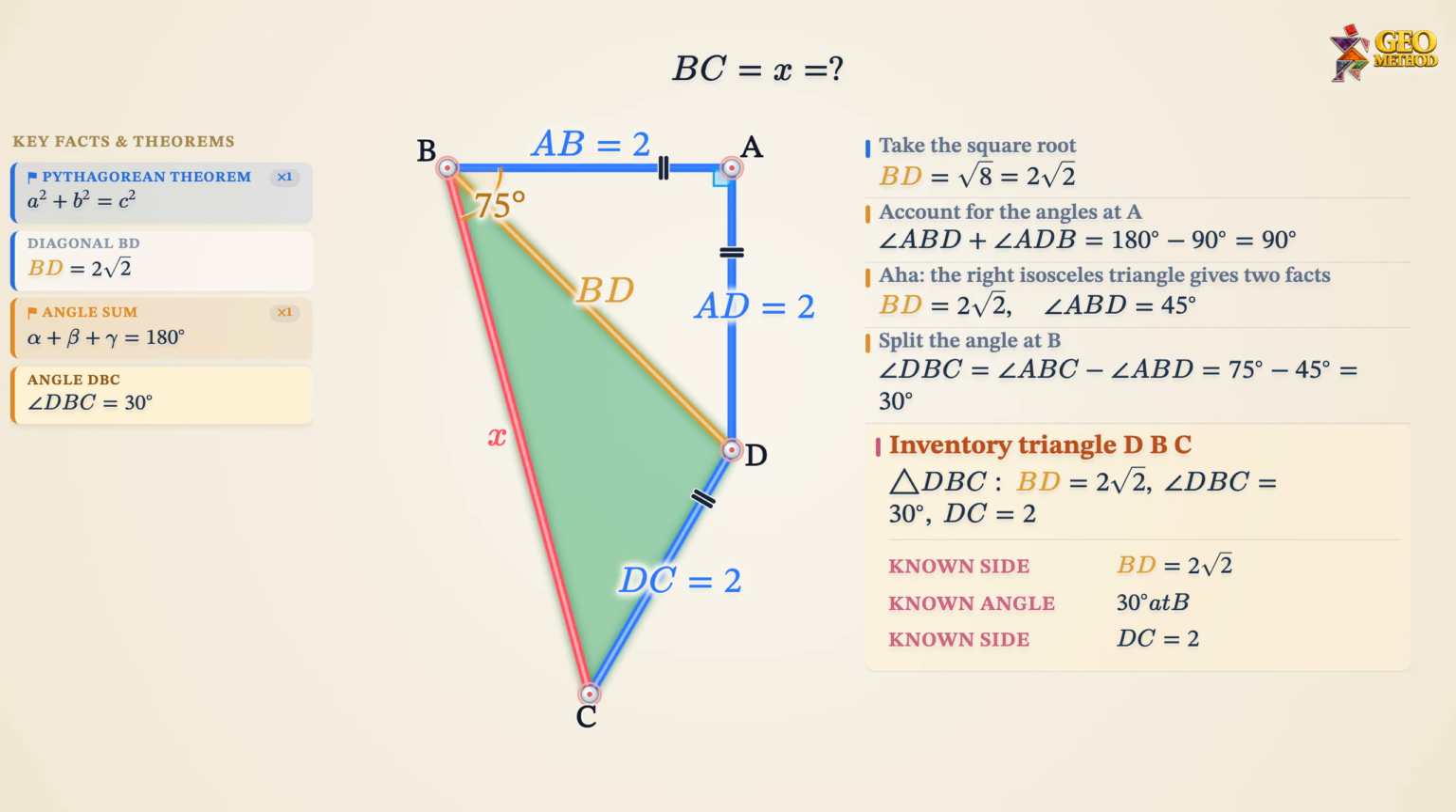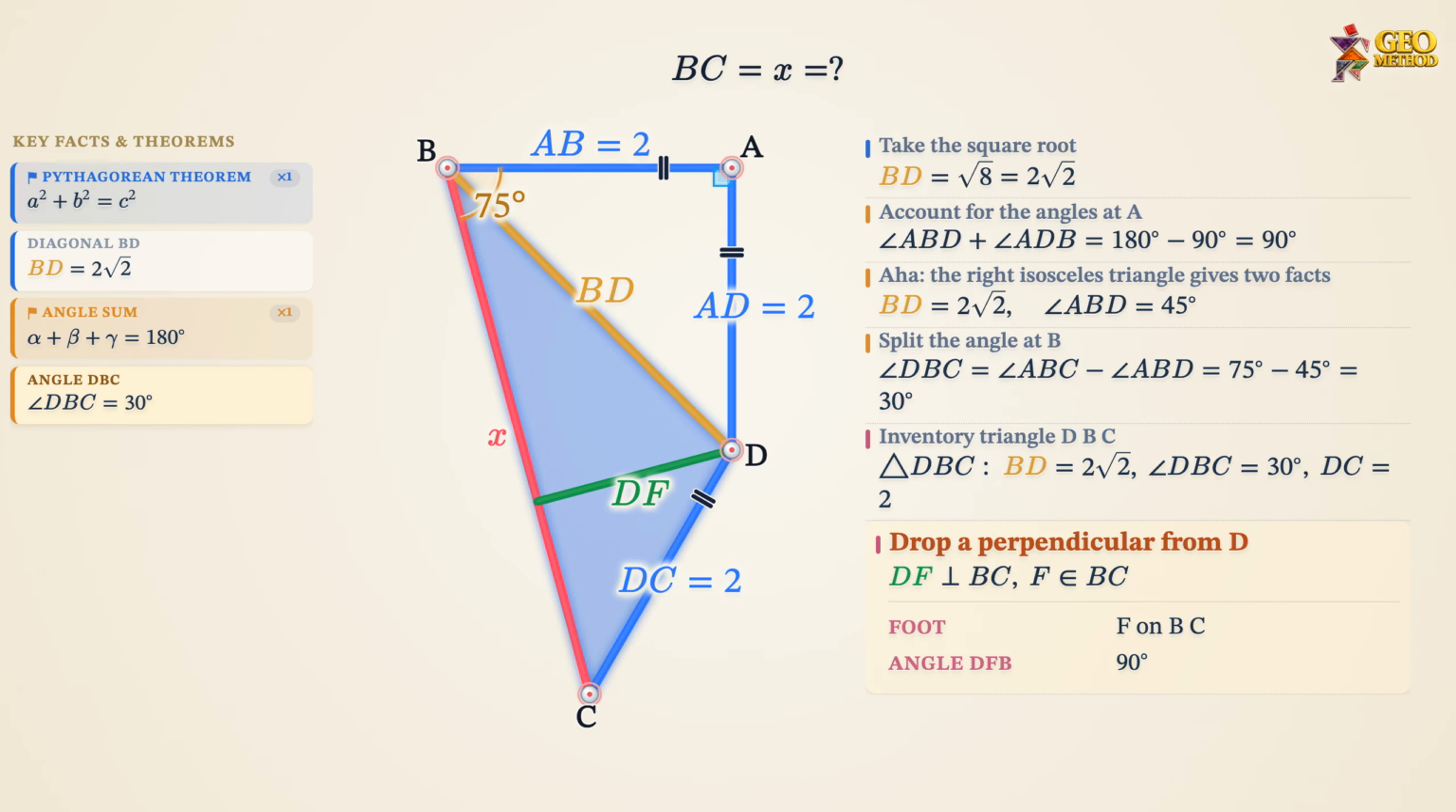Drop a perpendicular from D straight onto side BC and call the foot F. This new point F carves triangle DBC into two right triangles that share the height segment DF. And right triangles are easy to measure.